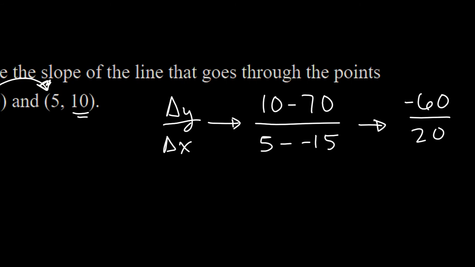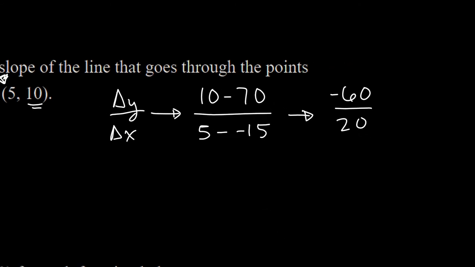20 goes into 60 evenly, right? It goes in 3 times, and because it's negative, I could say that my unit rate here, my slope, would be negative 3 over 1. So I might just write the slope is negative 3.